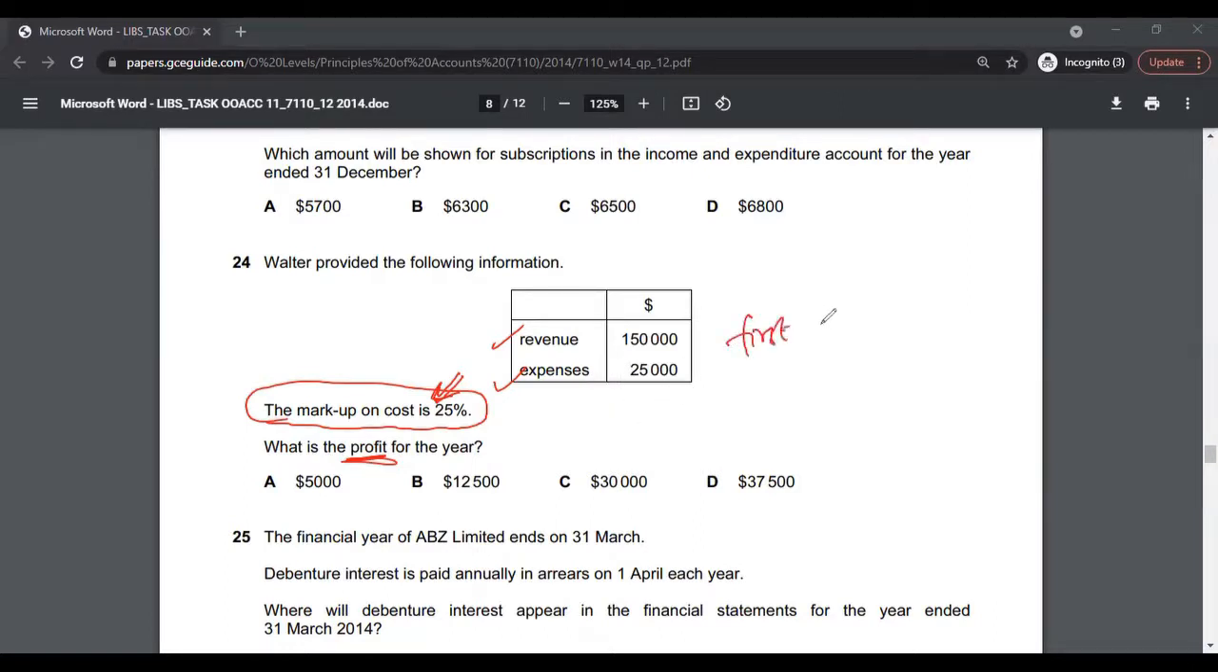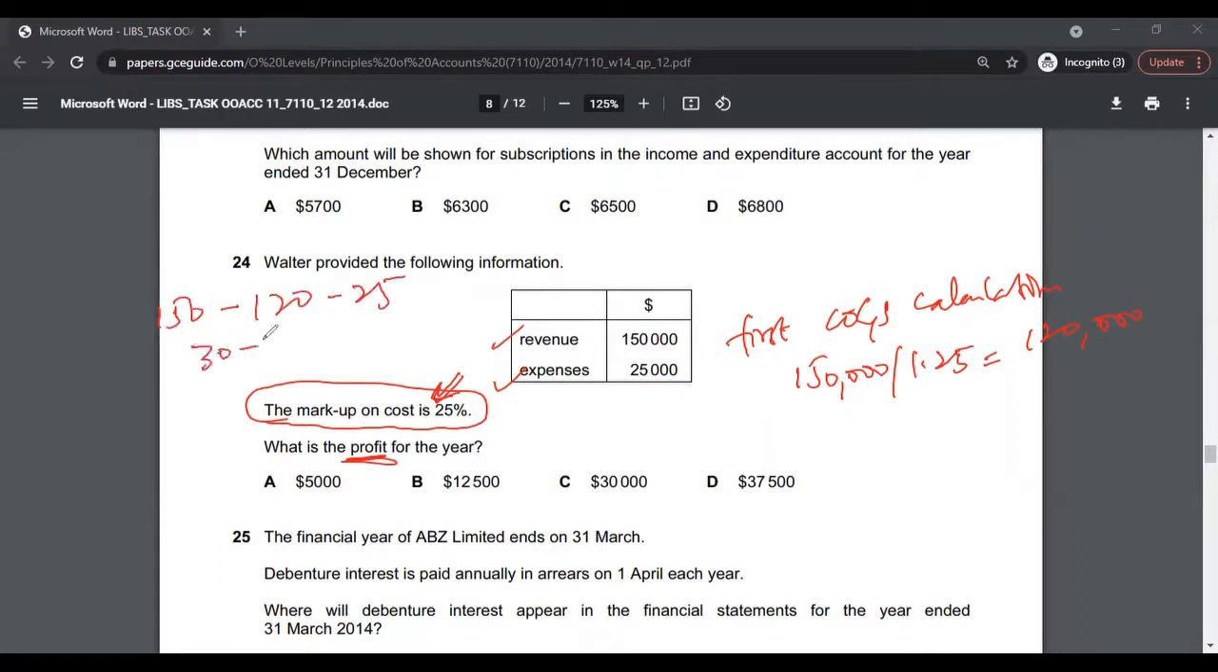So first, COGS calculation, and that's going to be 150,000 divided by 1.25, and this number comes to 120,000. And now once you have the COGS, it's easier for you to calculate the profit. So 150 minus 120 minus the 25, that's 30 minus 25, that's 5. So the answer to multiple choice 24 is $5,000. That's option A.